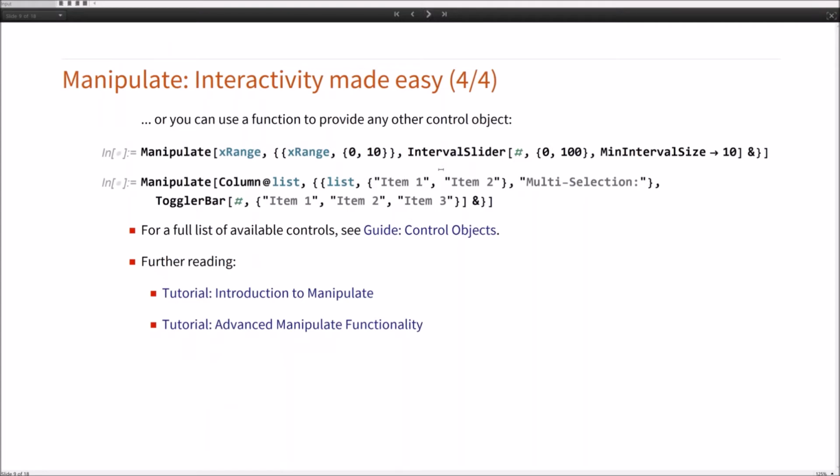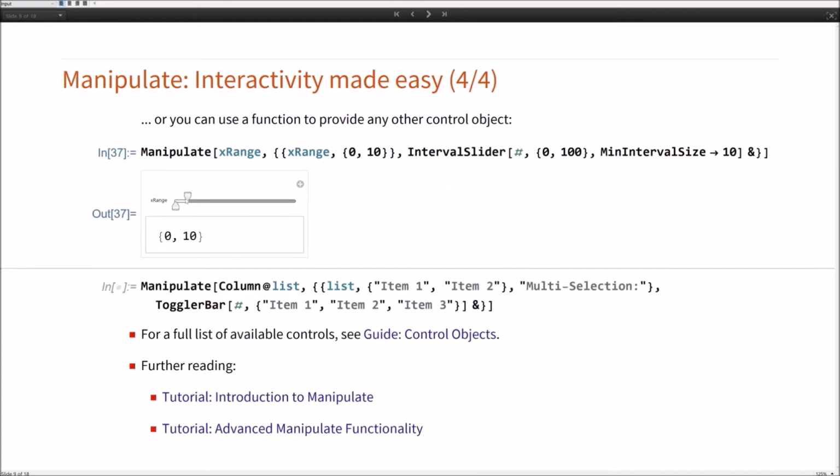In addition to those standard controls which Manipulate provides, you can provide your own control by providing a function here. I've done this for an interval slider here. The interval slider takes as first argument the thing you are manipulating, then it takes the range and a minimum interval size. So if I evaluate this here, I get this interval slider, which is a handy control, as we've seen in the example at the beginning.